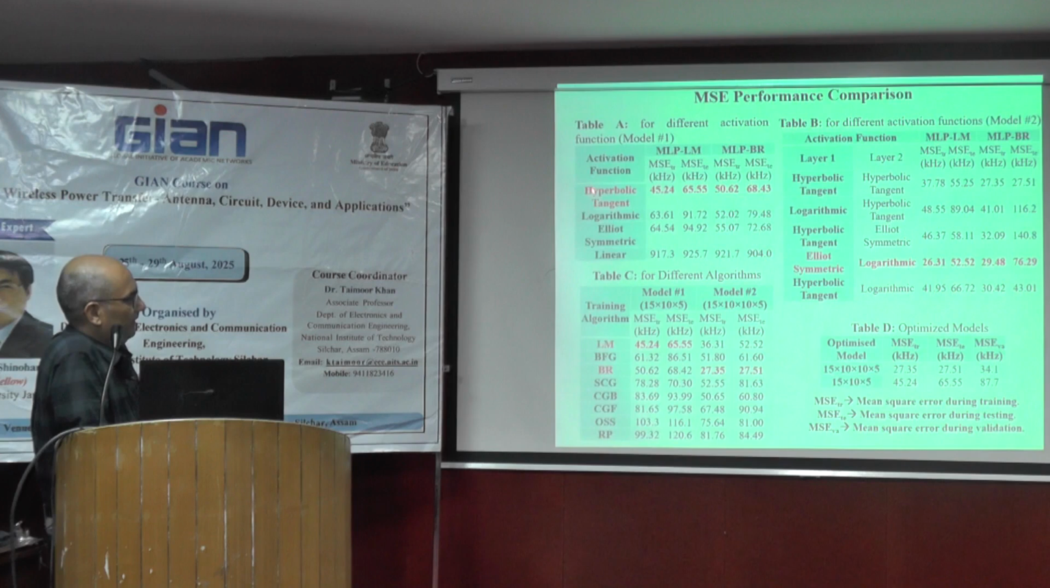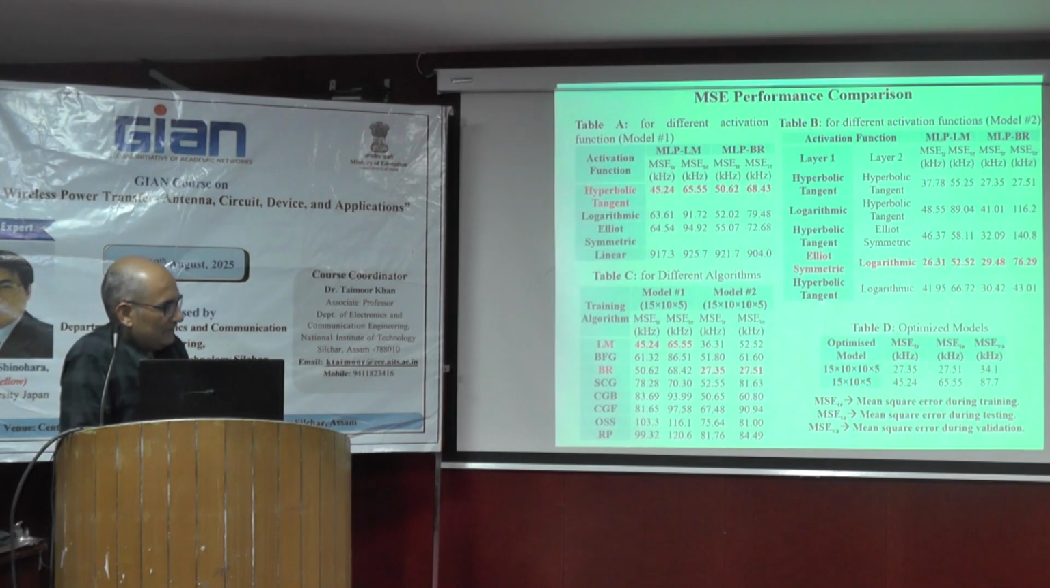Then different algorithm variations with that optimized structure. The hyperbolic tangent activation function is giving the least error. Here the log-sigmoid activation function is giving the least error. The LM algorithm and the Bayesian regularization algorithm are giving the least possible error. Then the final optimized model we have is 15, 10, 10, 5. Mean square error during training, testing as well as validation is the least possible for that one.